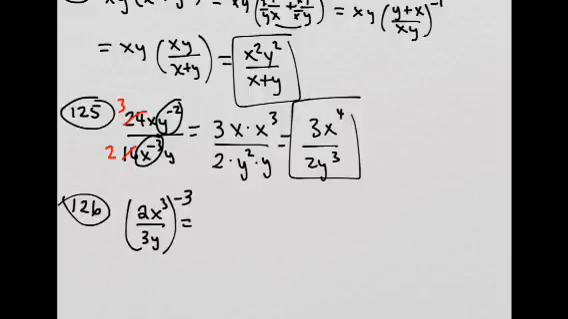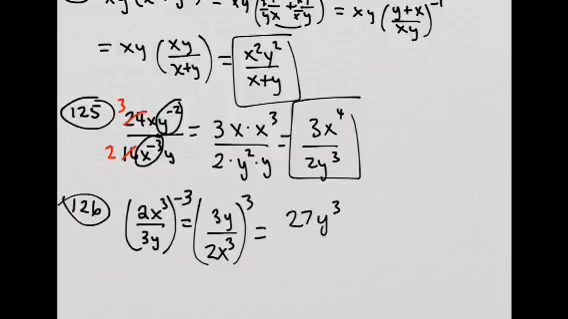Alright, so 126, I'm going to flip it first because of this negative right here. So I'm going to take the reciprocal of this and raise it to the positive third power. It's the same thing. So I'm going to write 3y over 2x cubed to the positive third power. So now I get 27y cubed over 8x to the 9th.